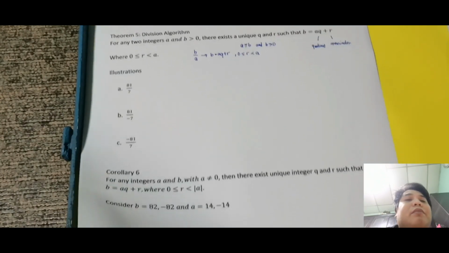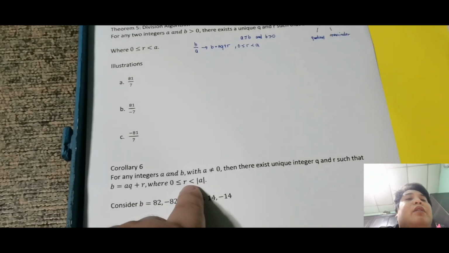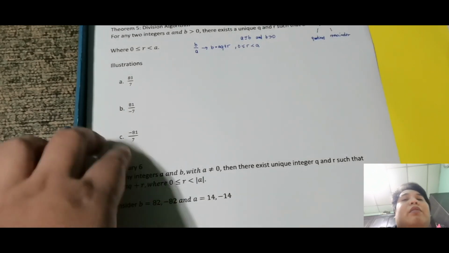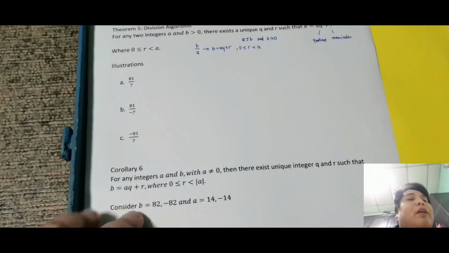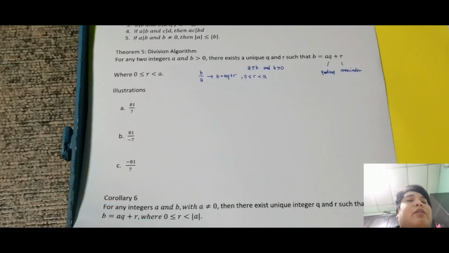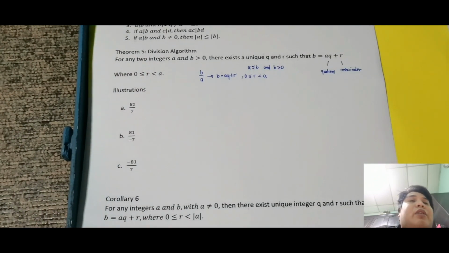Tapos, ang ginawa niya pa, yung remainder is less than sa absolute value of A. So, meaning, kung negative yung A, ina-absolute value mo pa. So, para mas sure at tumama na yung ating division algorithm.